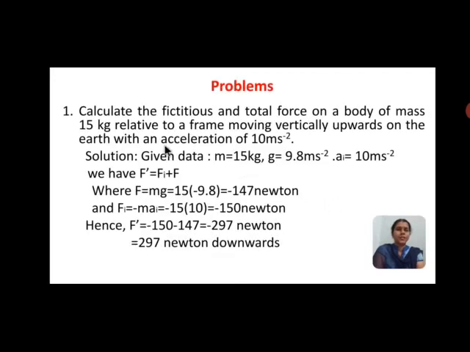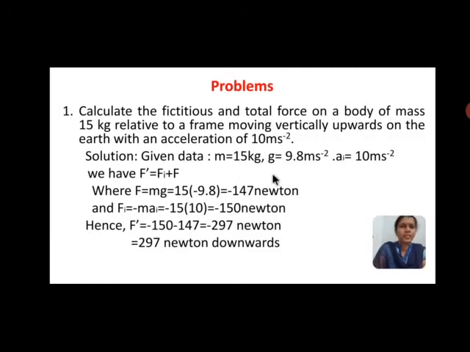So first problem, calculate the fictitious and total force on a body of mass 15 kg relative to a frame moving vertically upwards on the earth with an acceleration of 10 meter per second. So this is the problem. Now we have to solve it. What we have to calculate here? We have to calculate the fictitious force and the total force.